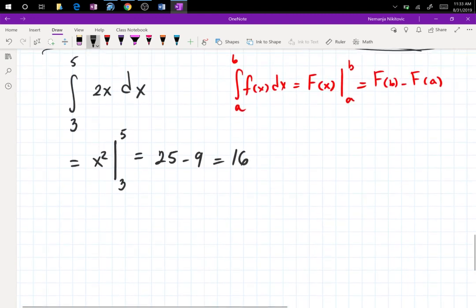Now, when the function stays above the x-axis at all times, the definite integral represents area under the curve. Now we can very carefully graph this function, and we can count 16 squares under the curve. This is why this stuff is so awesome.